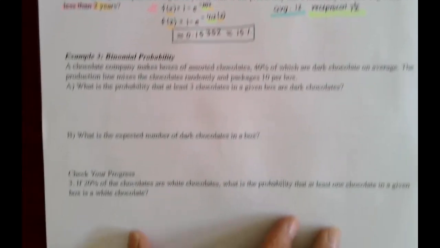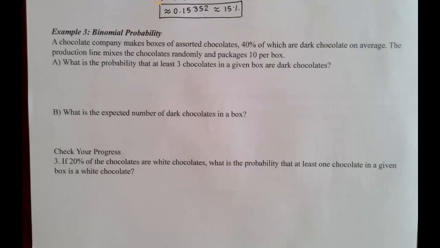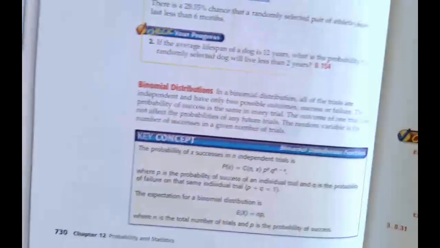Okay, moving on to our last example. Okay. So a chocolate company makes boxes of assorted chocolates, 40% of which are dark chocolate on average. The production line mixes the chocolates randomly and then just packages them 10 per box. We want to know what is the probability that at least 3 chocolates in a given box are dark chocolates. Okay. And so before we get fully into example 3, let's look at binomial distribution here.